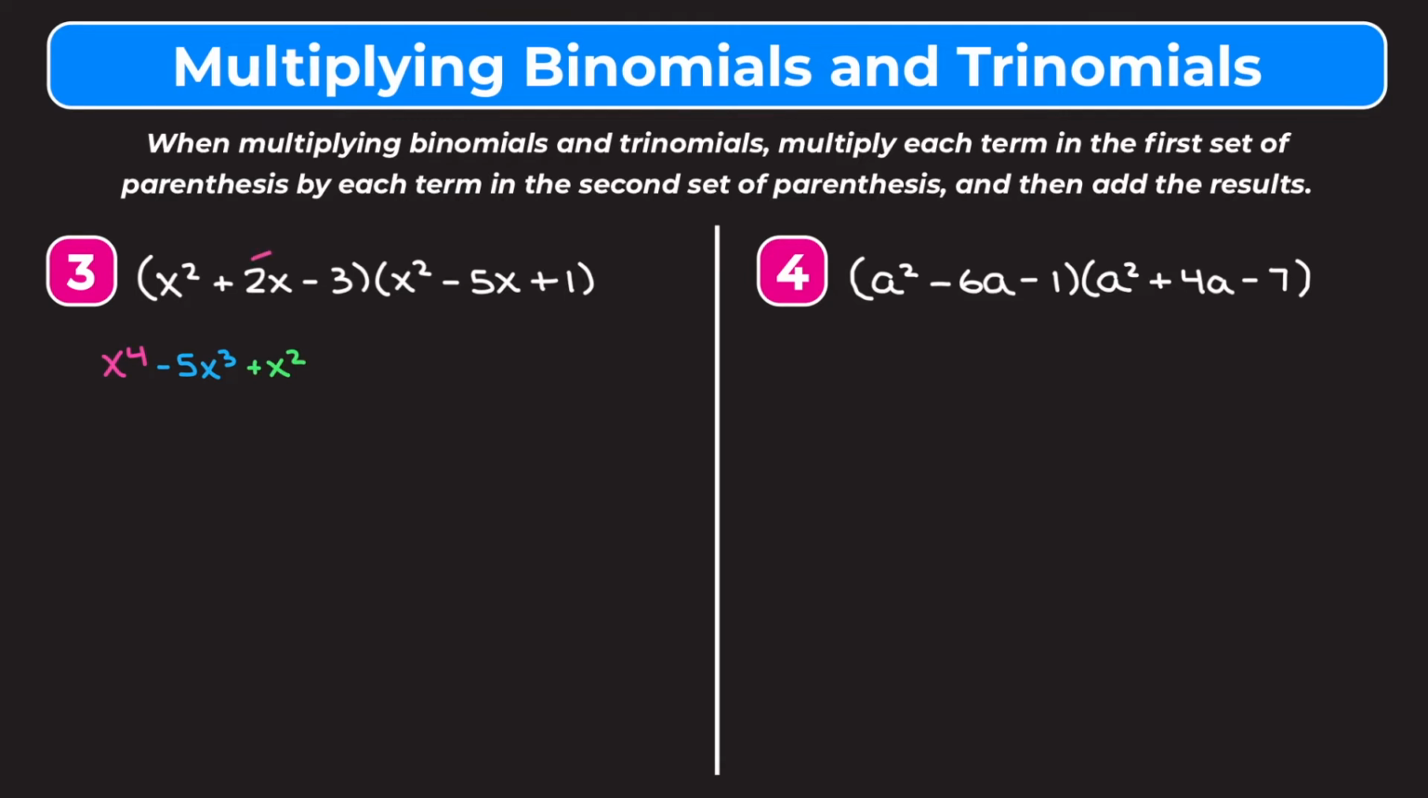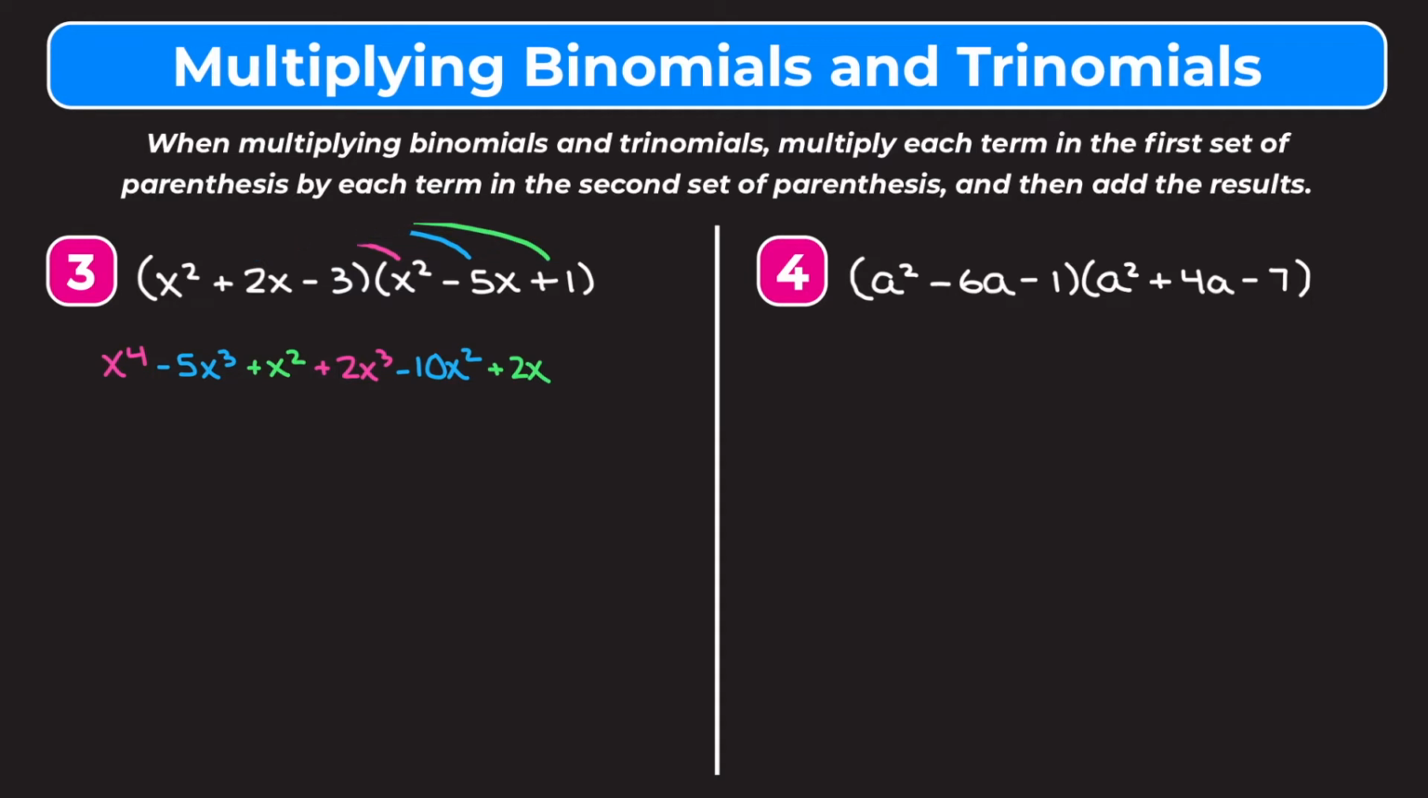So now we take this 2x, multiply it by x squared, which is plus 2x cubed. And we take the 2x and multiply it by minus 5x, which is minus 10x squared. And we take the 2x and multiply it by the positive 1, and we get plus 2x.